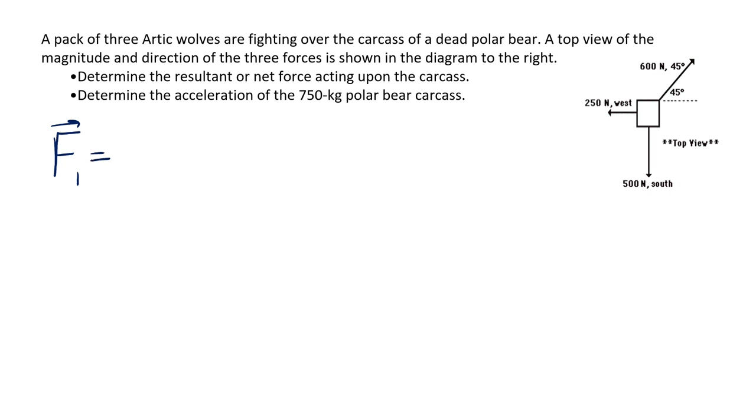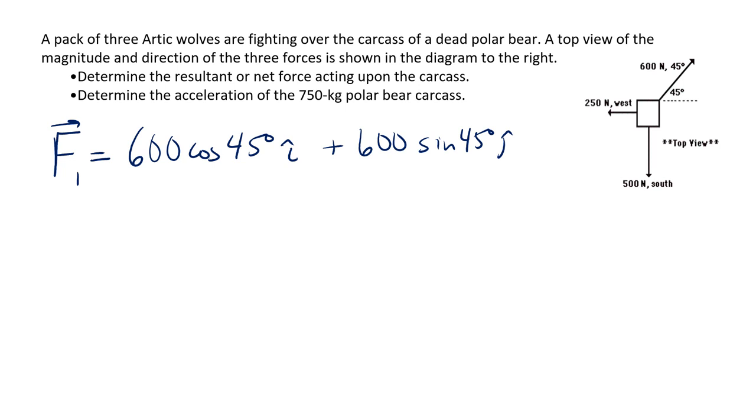And so my force 1 here is going to be 600 cosine 45 degrees times I hat, right? Because I have this I hat here. This is everything that's happening in the X direction, plus 600 sine of 45 degrees J hat. Now there is no K hat, so you can either write this as plus 0 K hat, or you could just ignore it. You don't always have to worry about K hat, but sometimes you do. And then we know that our force 2 is going to be equal to negative 250 I hat.